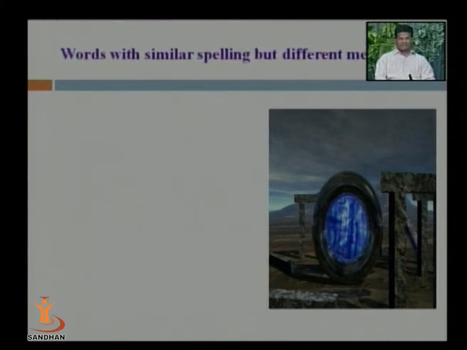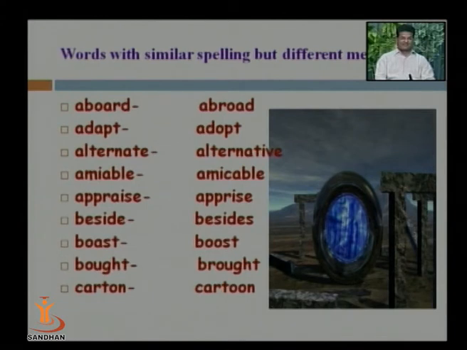Now, the next step. Words with similar spelling but different meanings. These are the list, the pairs. Aboard, abroad. Adapt and adopt. Alternate and alternative. Amiable, amicable. Appraise, apprise. Beside, besides. Here S is added. Boast, boost. Brought, brought. Carton, cartoon.